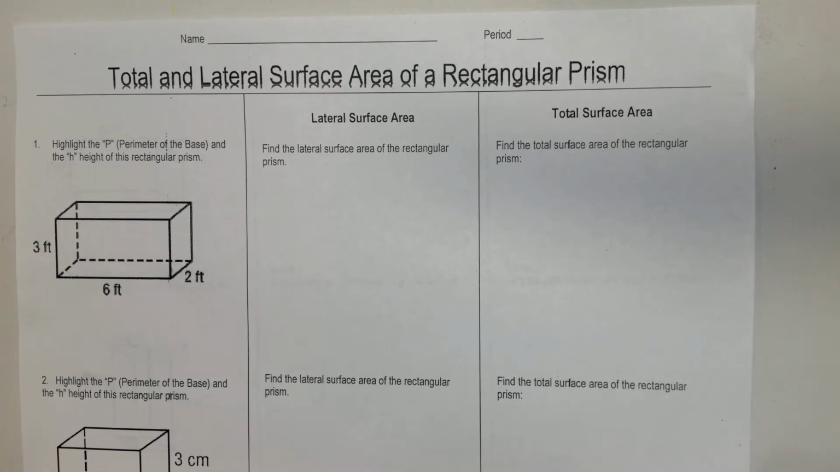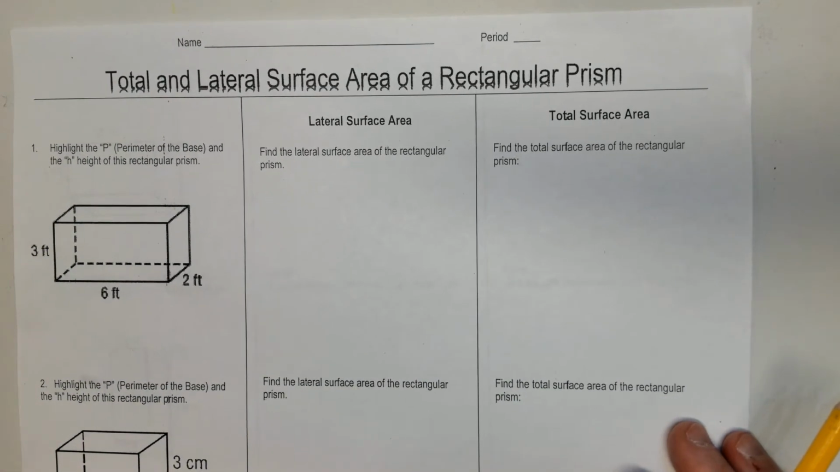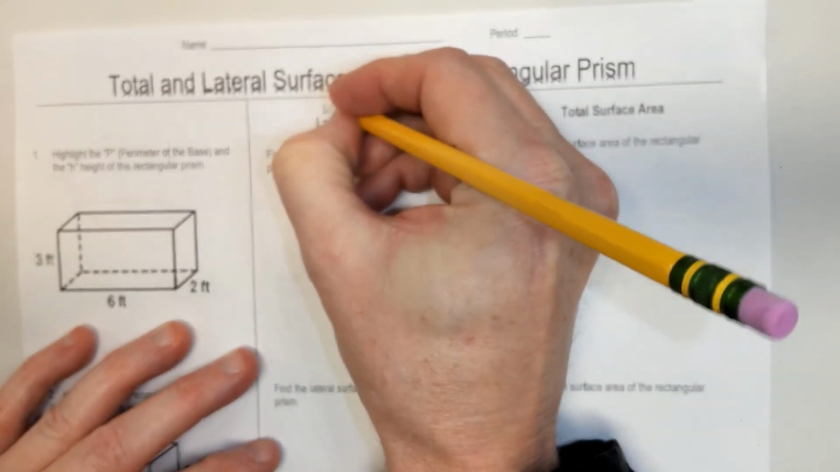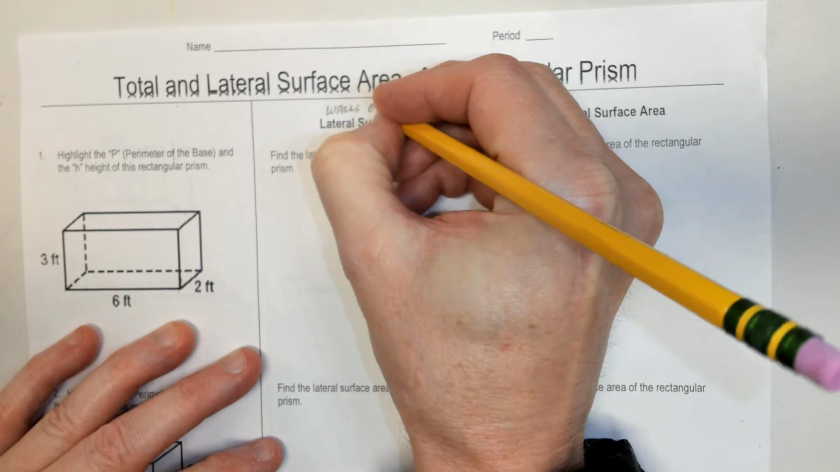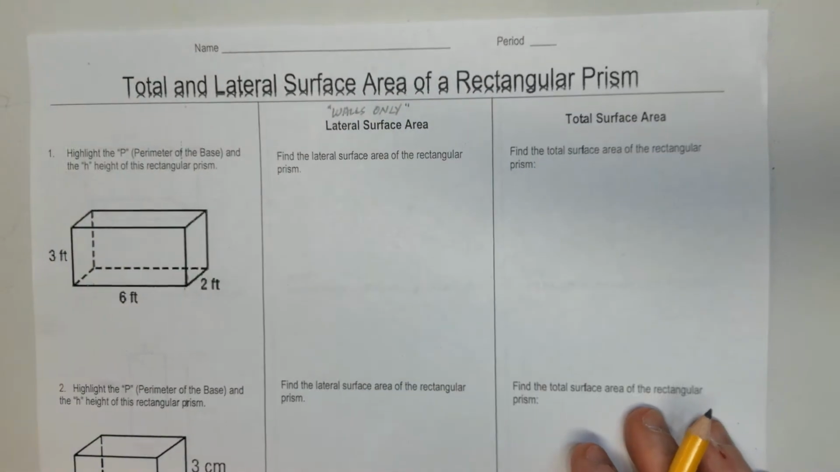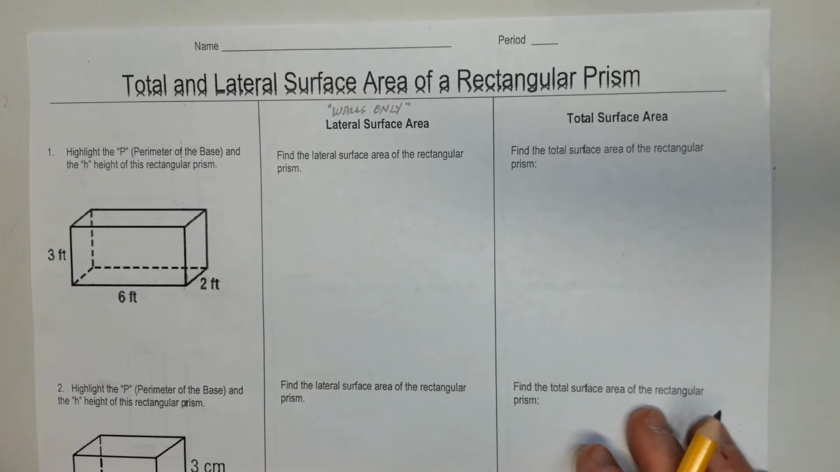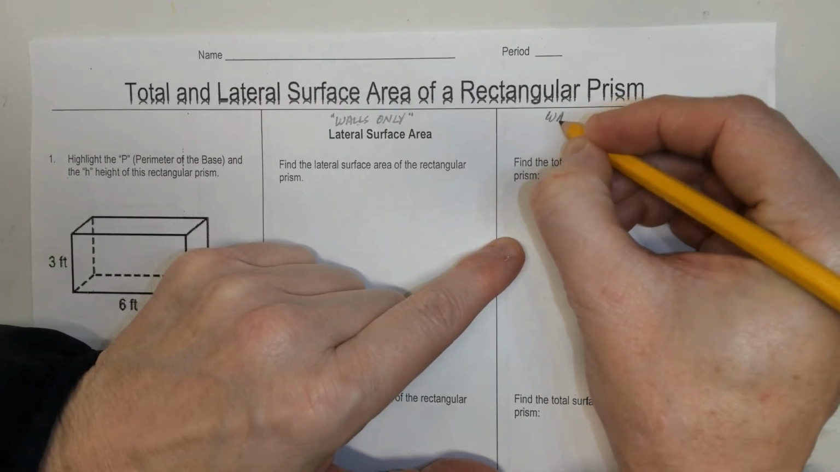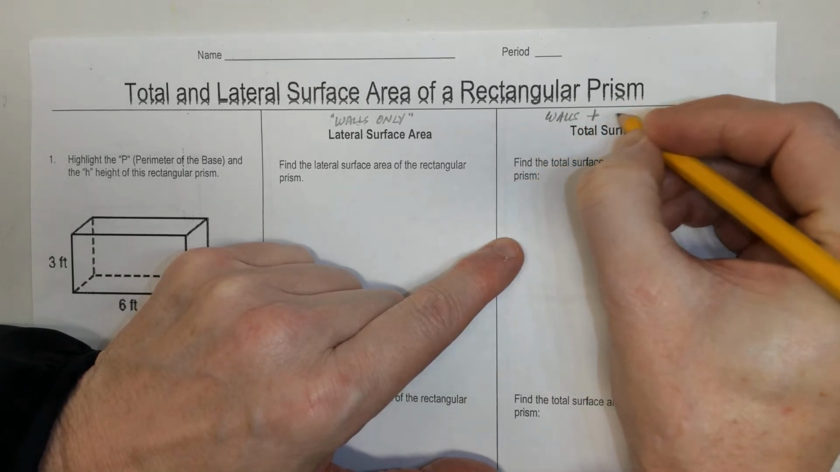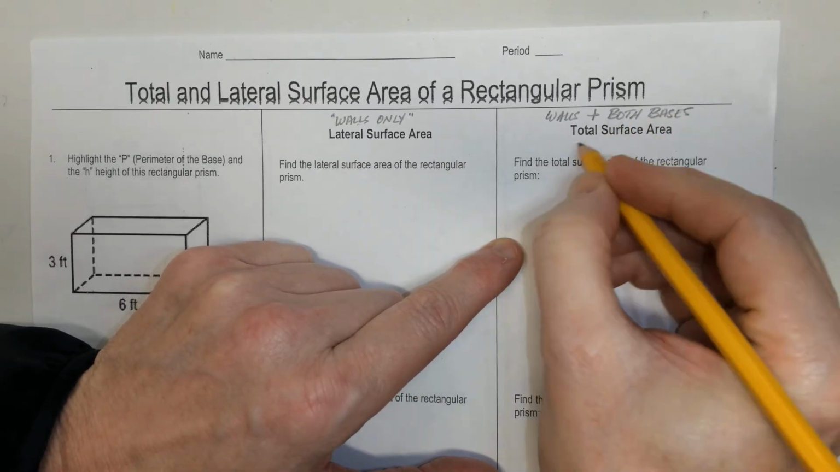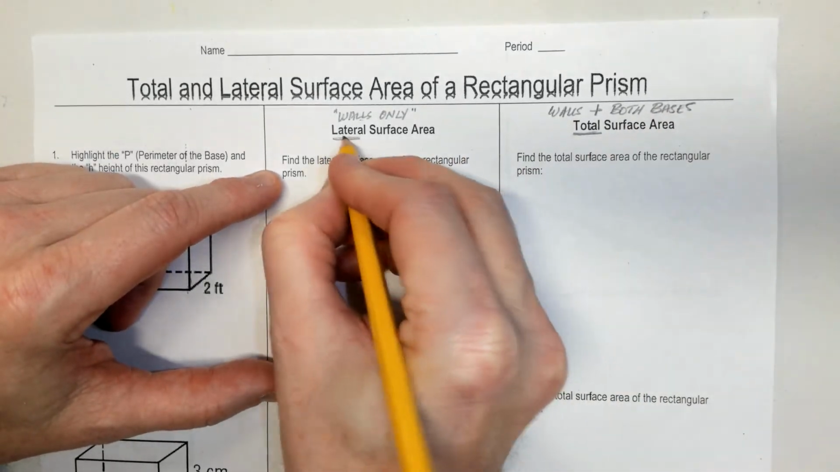Alright guys, welcome back. So this is total and lateral surface area of a rectangular prism. The first thing I want you to remember is that lateral means walls only. Total surface area means walls plus both bases. That's total. This is lateral.